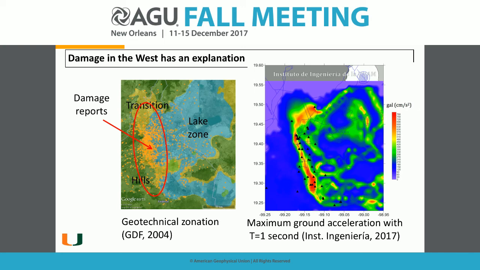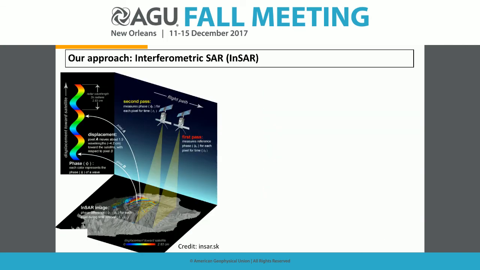And we have over here the maximum ground acceleration with a period of 1 second, calculated by the Institute of Engineering in Mexico for the earthquake. And the black triangles are the buildings that collapsed in the city. So you can see that there is a good alignment with the transition zone and the maximum ground acceleration. But we're going to talk now about how to use InSAR, or what we can see from InSAR, to understand what happened in the southern part of the city.